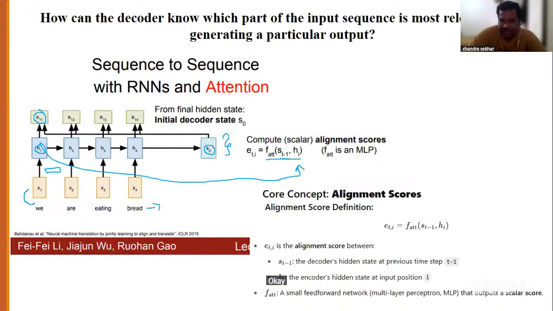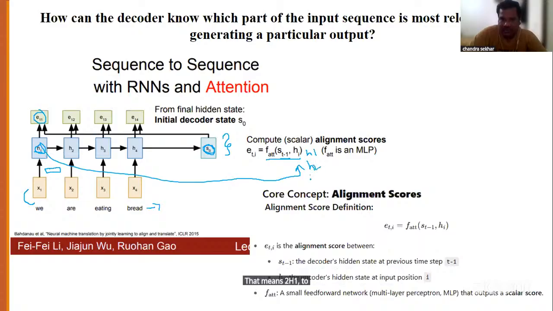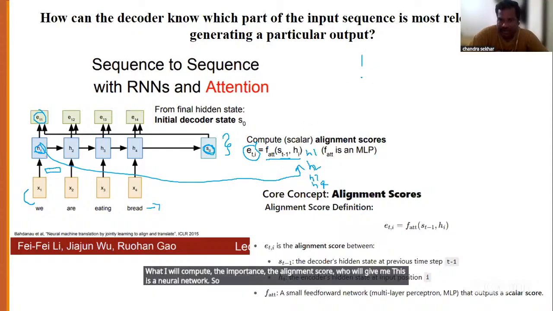Okay. So S(t-1) is the state where I want to generate the output from the decoder. For that, how much importance do I need to give to H1, H2, H3, H4? So all the hidden states I will compute. What will I compute? The importance, the alignment score. Who will give me this? A neural network.